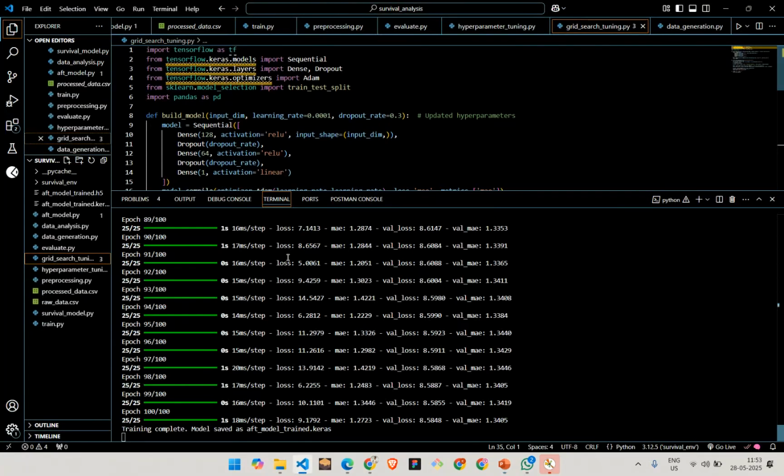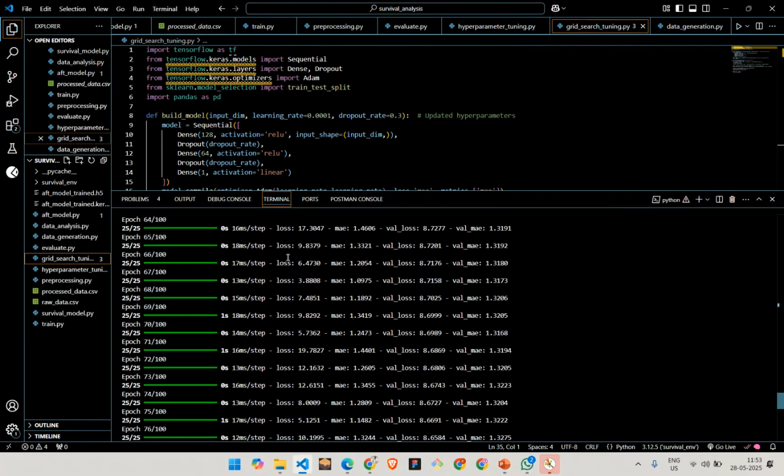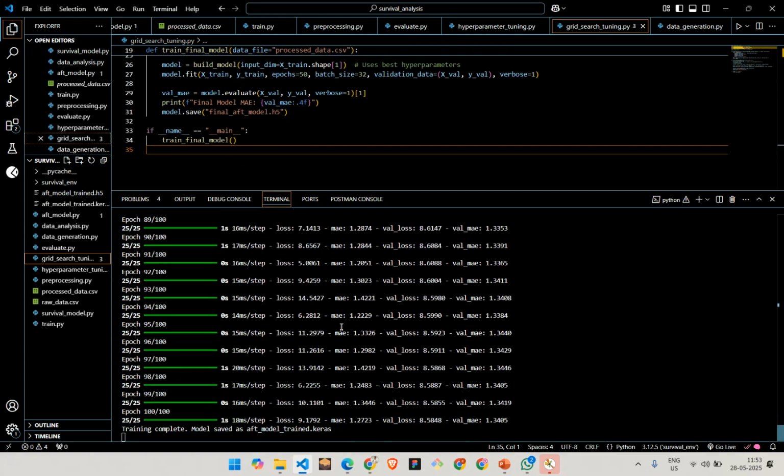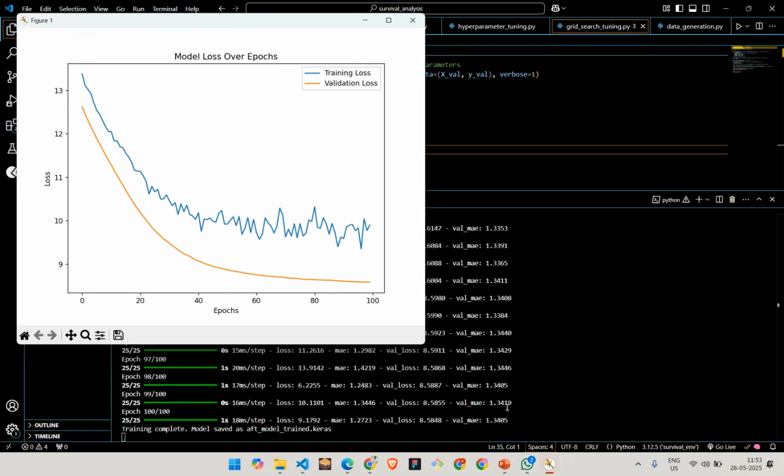So here it is. As you can see, I have run it before, and here the data is training, the epoch and everything. An epoch is a whole cycle, you can see. Also, I want to show some things, as you can see here, this is the graph.